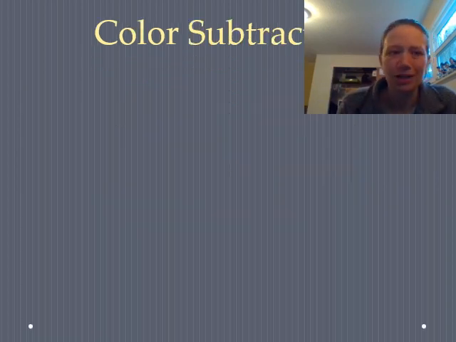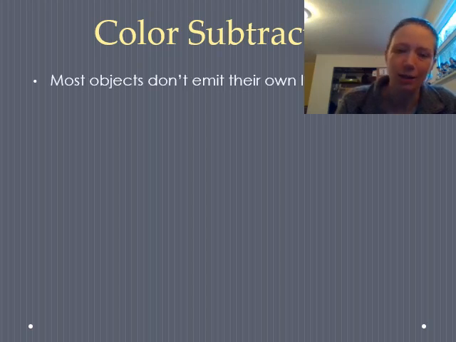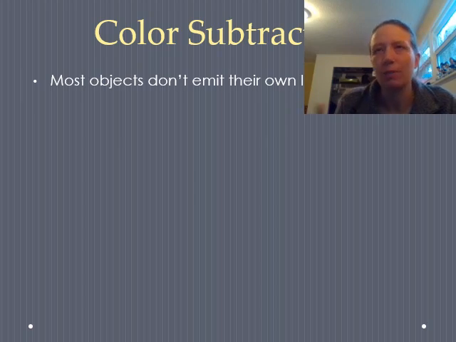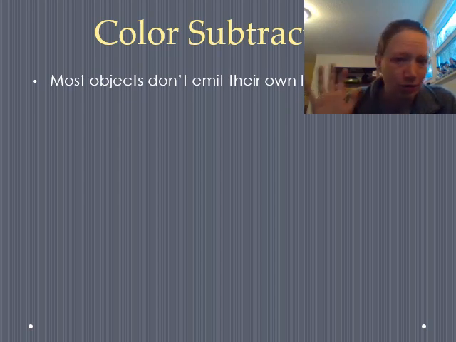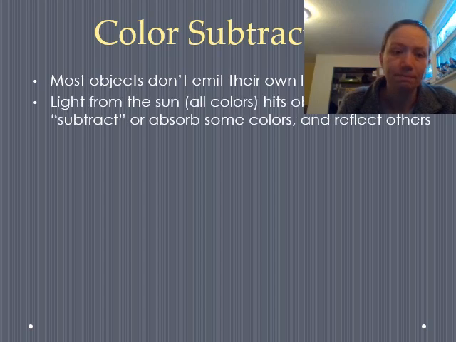Color subtraction is what you probably thought of when you thought of mixing colors in the first place. You actually were not adding colors together, you were subtracting them, and I'll explain. Most objects don't make their own light, okay? Well, they're making black body radiation, but they don't make light in colors that we can see, right? Most objects, if you turn out all the lights in the classroom or in your bedroom, you actually can't see most of the objects in there with your eyes.